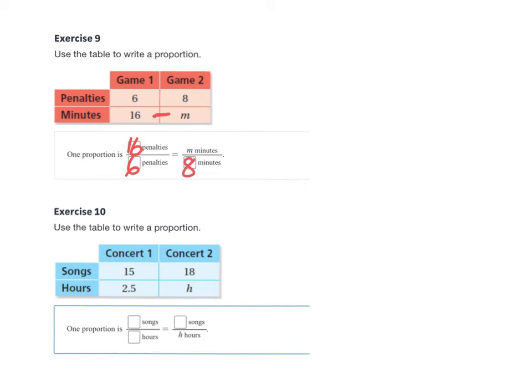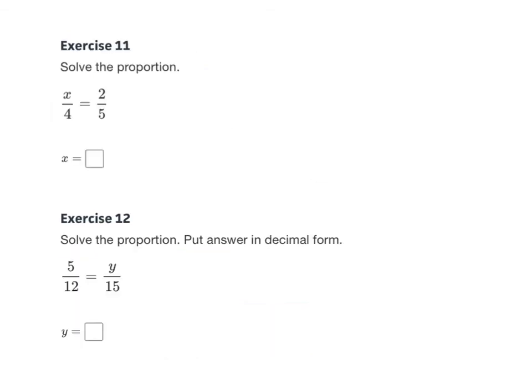Exercise number 10, again, I need to pay attention to the words, how they want me to write it. So in this one, it's songs to hours, songs to H hours. So I have to figure out what's going to match up here. So the other hours that I know would be 2.5, because I see that in my table. And then I know that my 18 songs matches up with that H, so 18 needs to go over here, and 15 needs to go with that 2.5. Question 11, solve the proportion.